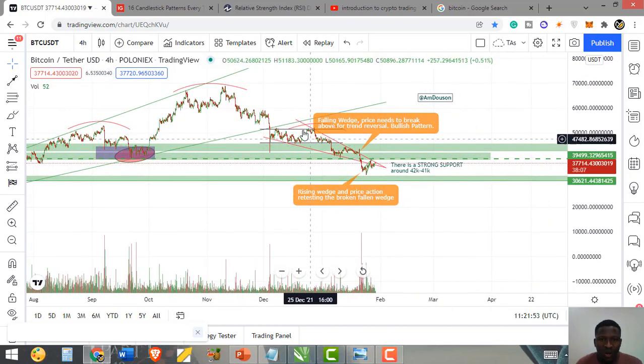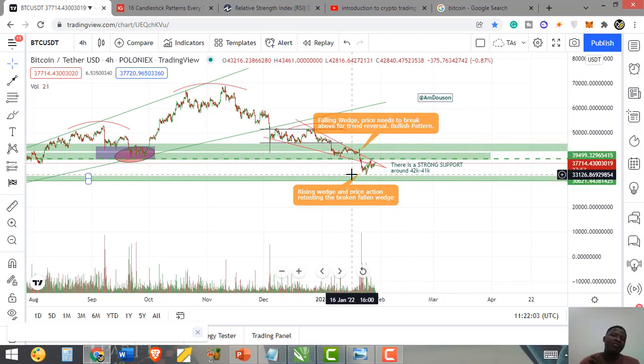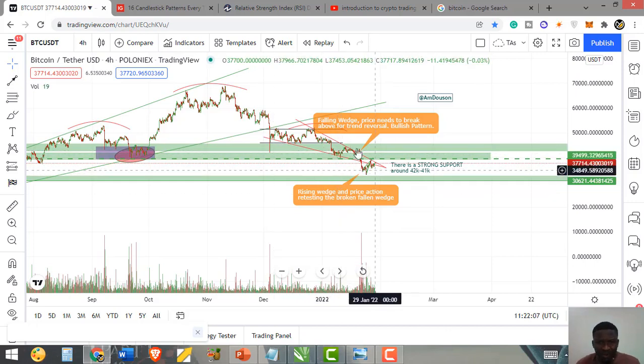Now we also have what? A falling wedge here. You can see a falling wedge. This is a support and this is a resistance of the falling wedge, and the falling wedge is a bullish pattern. But if you look at this very falling wedge, what will confirm a reversal of price back upward is when this falling wedge is being broken upward.